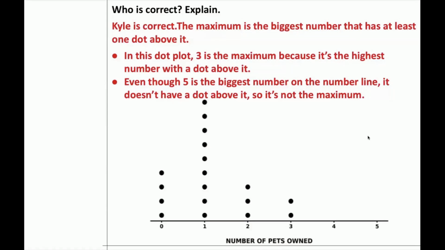Kyle is correct. The maximum is the biggest number that has at least one dot above it. In this dot plot, 3 is the maximum because it's the highest number with a dot above it. Even though 5 is the biggest number on the number line, it doesn't have a dot above it. So it doesn't have any data. Nobody in this survey owned 5 pets.